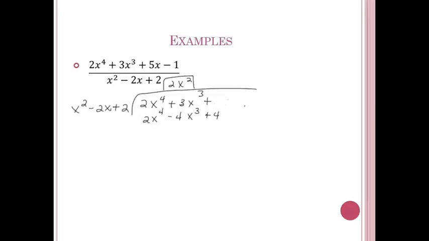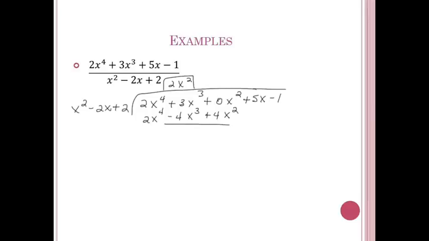Okay. And I'm going to have to put in a 0x squared, because I need that as a placeholder, and then the plus 5x minus 1. Okay, so now when I go back and multiply 2x squared times 2, I have 4x squared, and I have a place to put it.